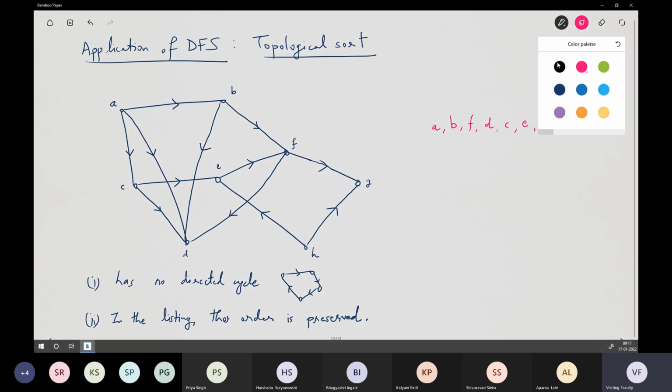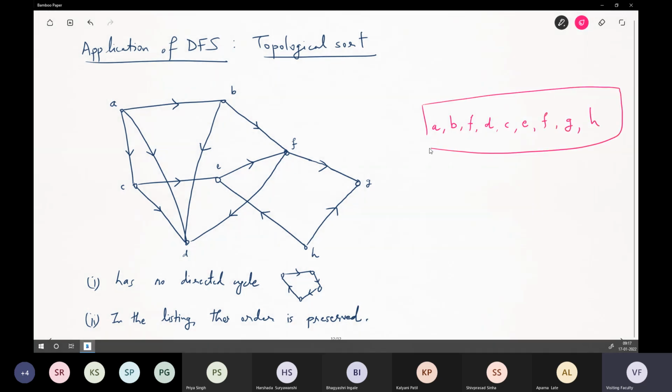So this listing is called a topological sorting of vertices. Why topological? Because of this property, the ordering is preserved. That's why it's called a topological sorting of the vertices. Now the question is, if I give you a graph, how will you obtain a topological sorting?